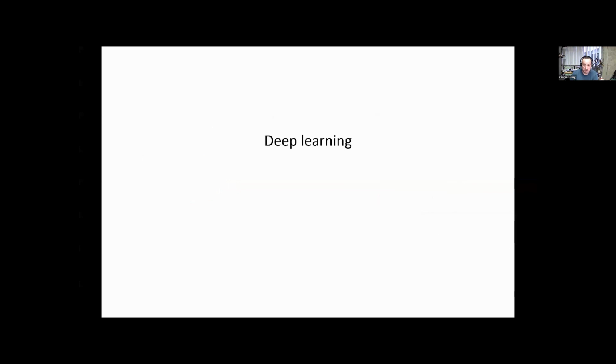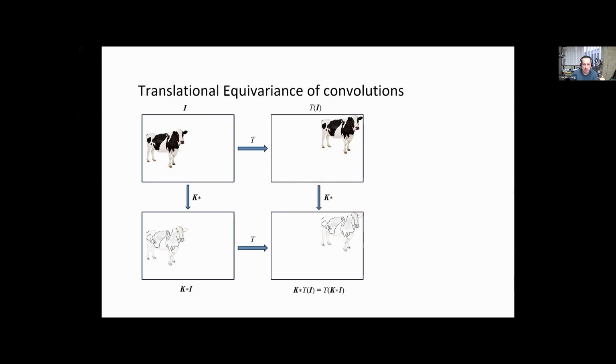So let's talk about deep learning. And particularly we'll talk about convolutions, though we'll talk about transformers as well shortly. So let's talk about translation equivariance in convolutions. This is a common property of any convolution. If we apply first a translation to the image and then a convolution, it's basically the same as applying the convolution and then a translation. The result is the same. This is known as translation equivariance of convolutions.